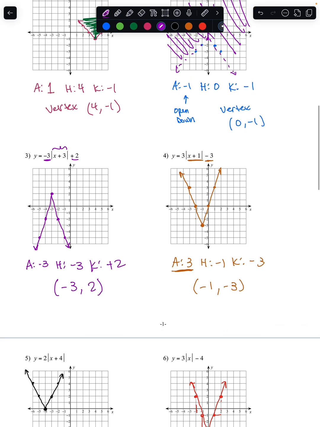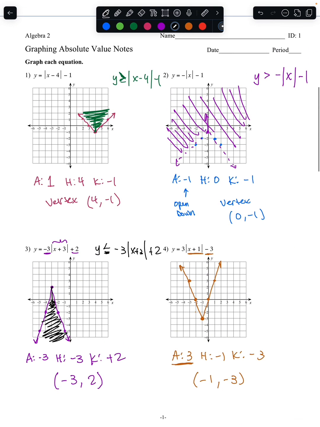Okay. What happens if, what if this was negative, and what if this was y is less than or equal to negative 3 absolute value x plus 3 absolute value plus 2. My line is still solid because of this, but that says less than. Go to my vertex, shade below. Oh, that happens to be inside the V, so that's this one. I did 2 greater than.